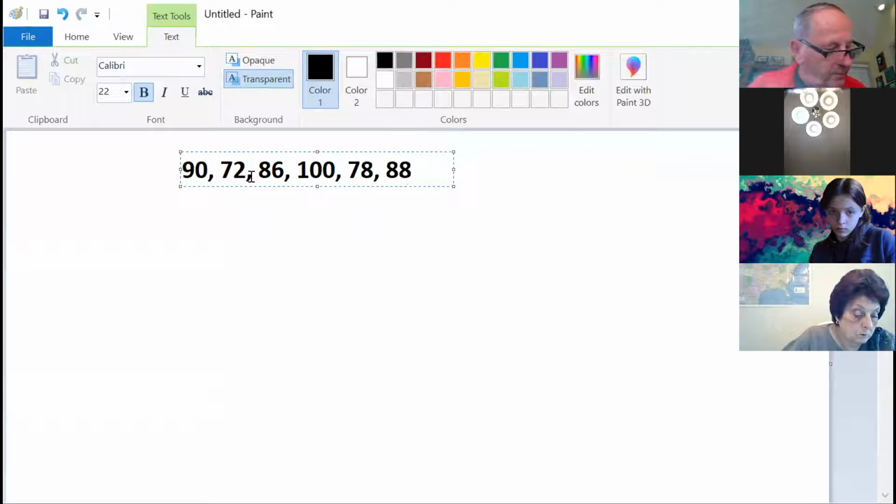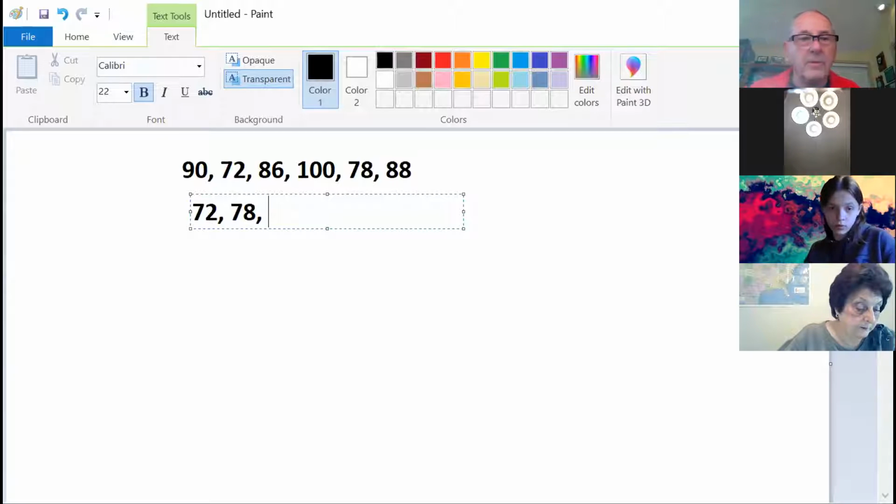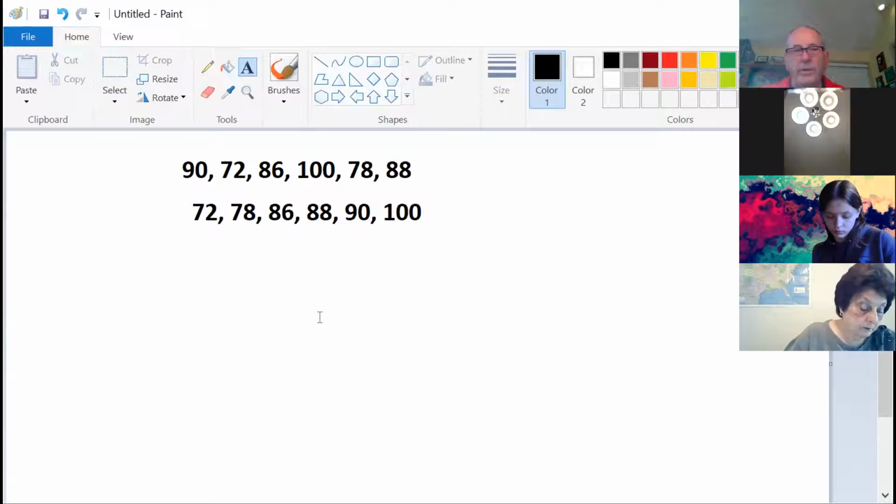There's 1, 2, 4, 6 pieces of data. Double check your data as you go. Make sure you don't lose any. So the lowest one on this is 72, right? And the next one's going to be what? 78. And the next one? 86. And the next one, 88, and the next one, 90. And then the very last one, the highest one, is 100, right? So now you've got it in order.